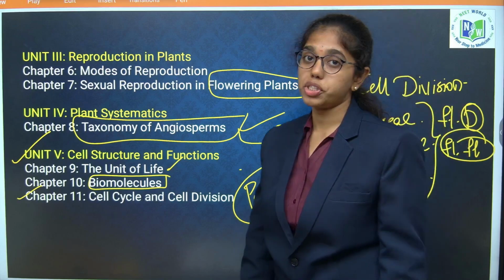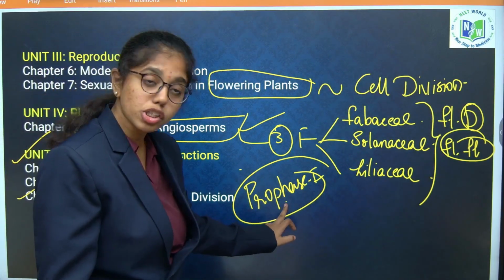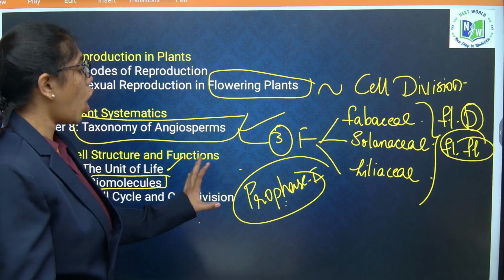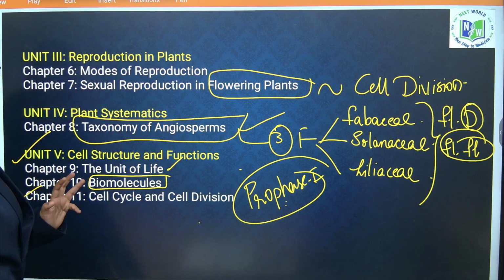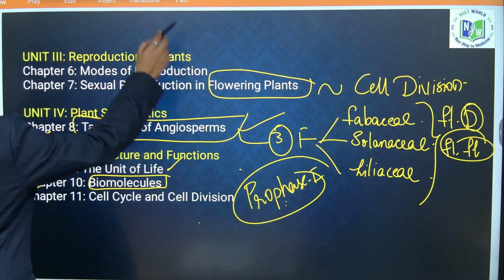All the 5 substages of prophase 1, many a time questions are asked from this concept of this chapter only. All the 5 substages, what are they? Leptotene, zygotene, pachytene, diplotene and diakinesis.